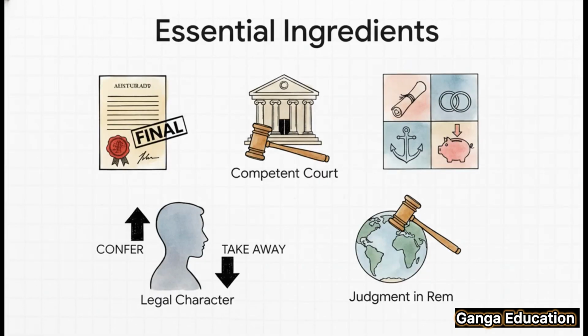Now, for your exams, this part is crucial. You need to know what makes a judgment fall under Section 35. It's not just any court order. It has to tick all of these boxes. It must be a final judgment. It has to come from a court that actually has the power to make that decision, a competent court. Of course, it must be related to one of those 4 jurisdictions we just talked about. And here's the real heart of it. The judgment must actually give, take away, or declare a person's legal status or character.